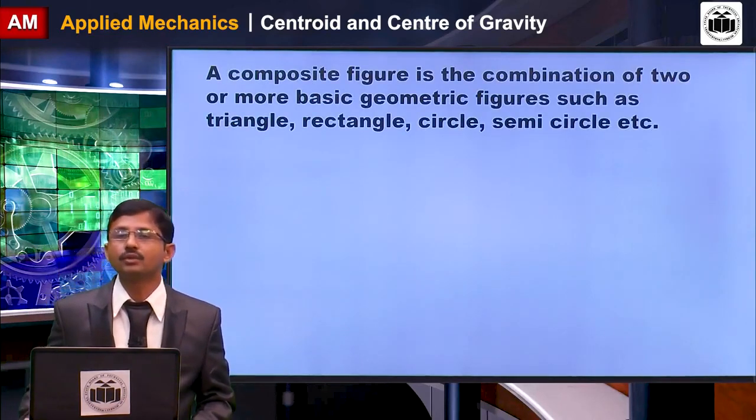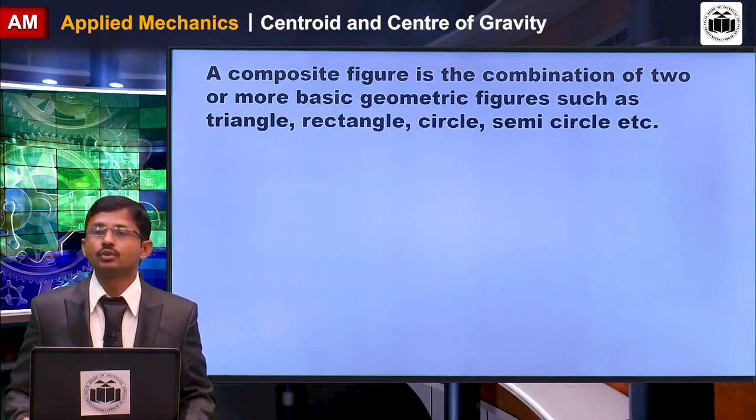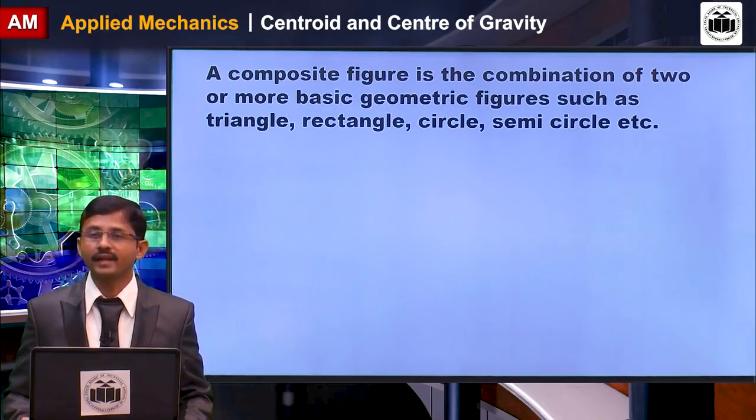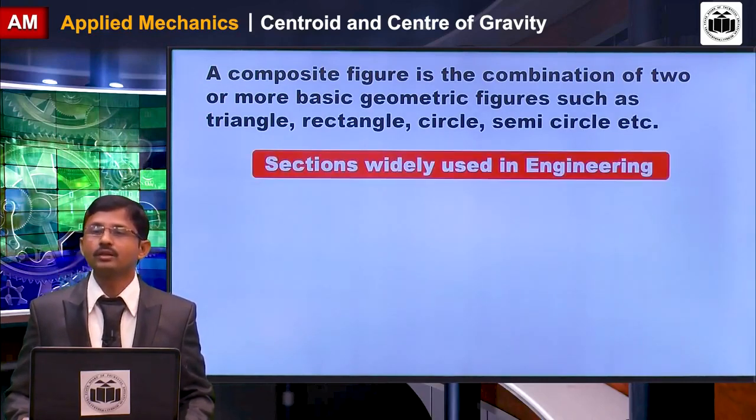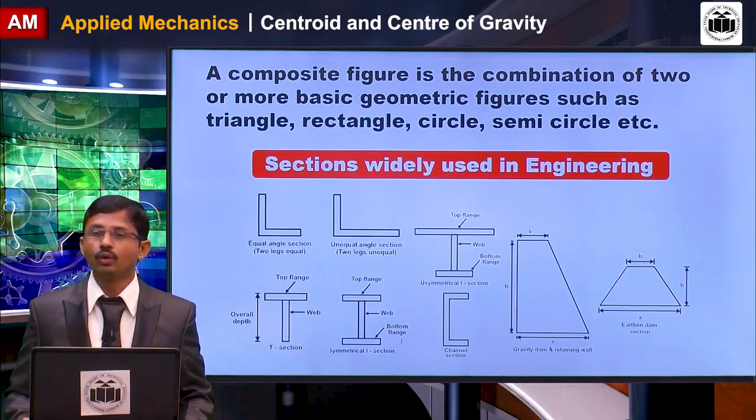Now we will discuss composite figures. Composite figures are a combination of more basic geometric figures such as rectangle, triangle, circle and semicircle. Some composite figures widely used in engineering are equal angle sections, unequal angle sections, equal and unequal I sections, channel sections, T sections, and trapezoidal sections for retaining walls, gravity dams, and earthen dams.